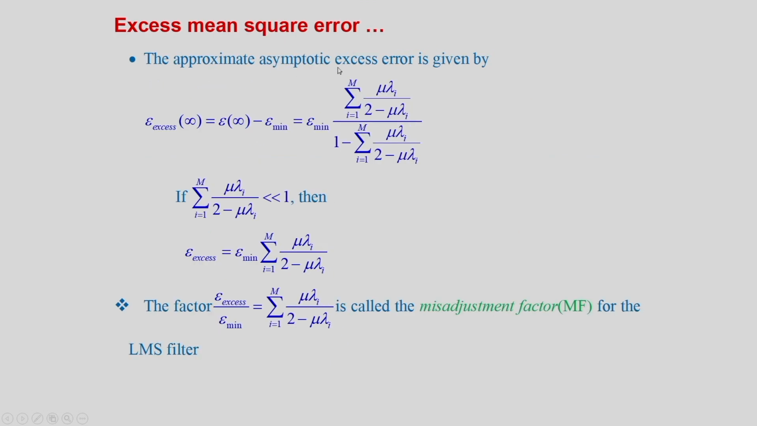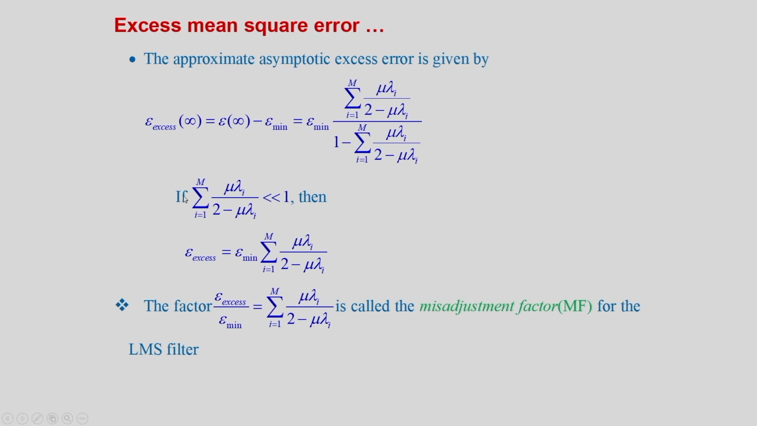Now, we can find out the approximate value of excess mean square error, that is epsilon excess infinity, that is the excess mean square error at convergence, is equal to epsilon infinity, that is the mean square error, minus the Wiener mean square error, equal to epsilon min, that is the Wiener filter mean square error, multiplied by summation mu lambda i by 2 minus mu lambda i going from 1 to m, divided by 1 minus summation mu lambda i divided by 2 minus mu lambda i going from 1 to m.